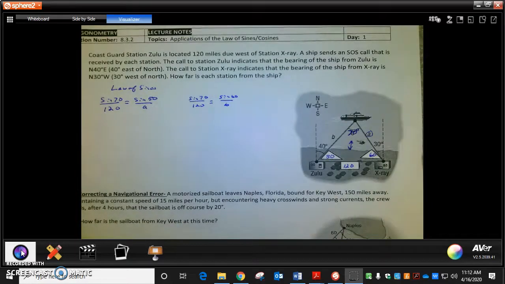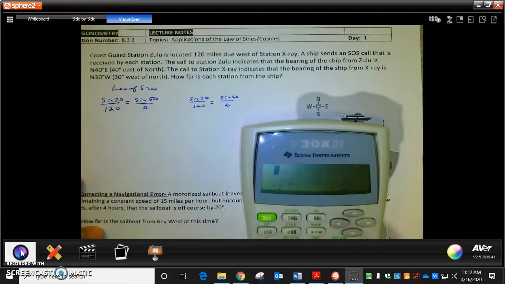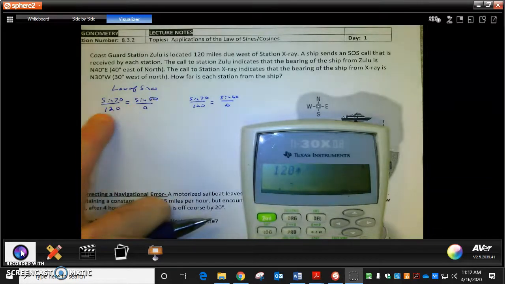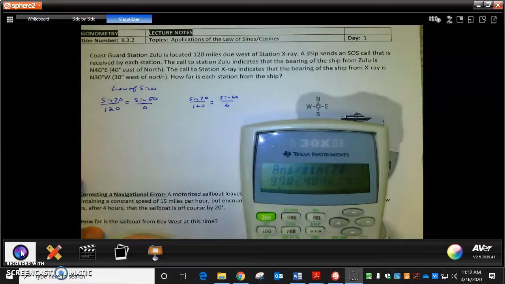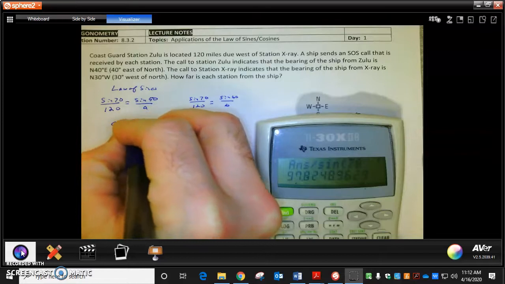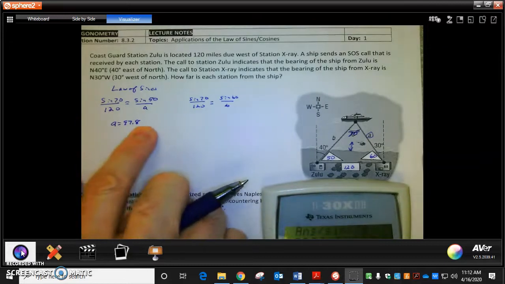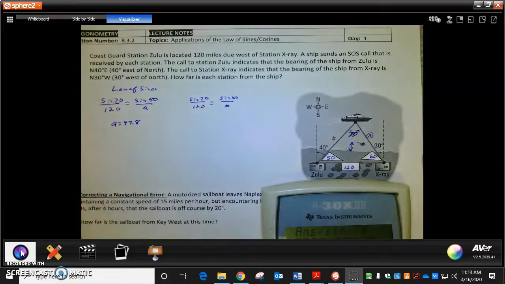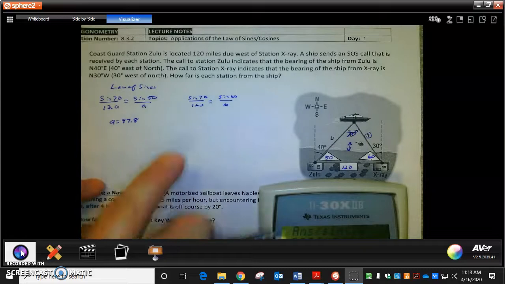And now we're going to plug these into our calculator, and remember, we're going to cross multiply and divide. So 120 times, so the two that are diagonal from each other, sine of 50, equals, leave that in your calculator, don't round it yet, divided by the sine of 70, and we get 97.8. So A is 97.8. Now that would be miles, but don't worry about labeling it. On the test, we're not going to make you label, so just worry about getting that number right.